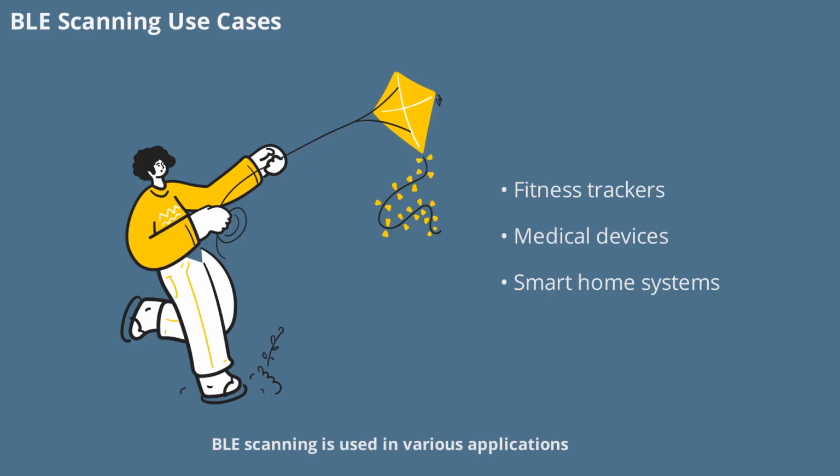BLE scanning is used in various applications, from fitness trackers and medical devices to smart home systems and industrial sensors. Understanding your use case helps you choose the right scanning strategy, filters, and settings. Tailor your approach to meet the specific needs of your application and users.